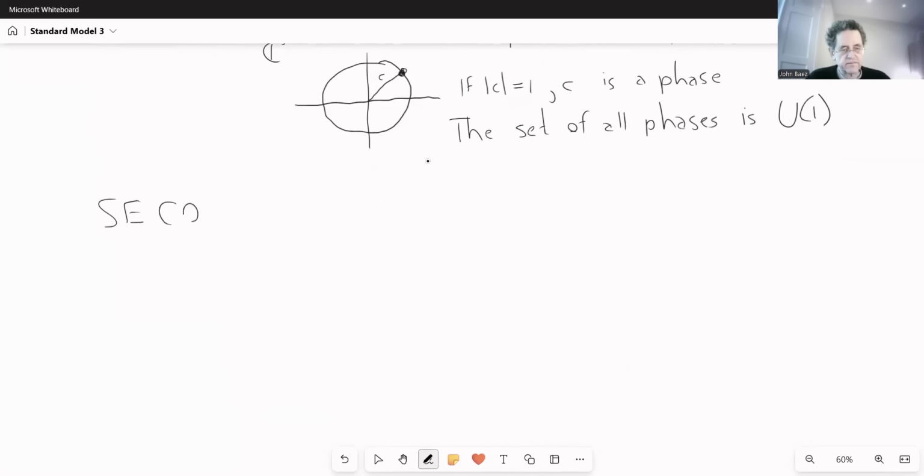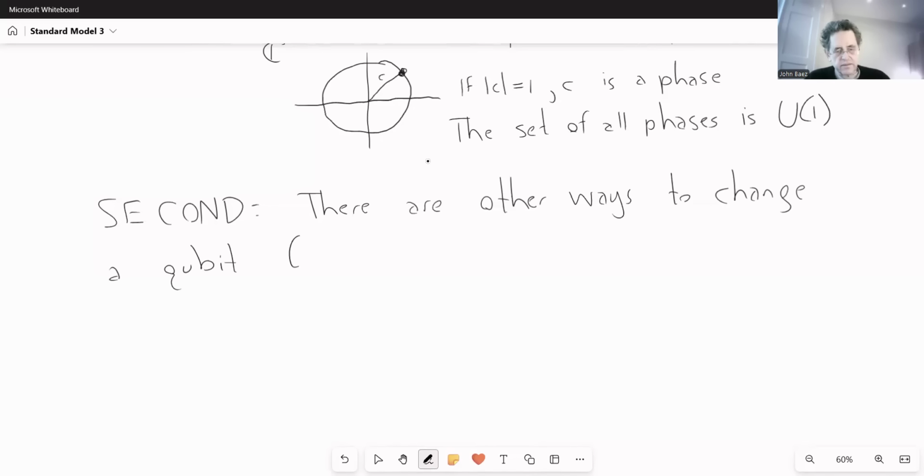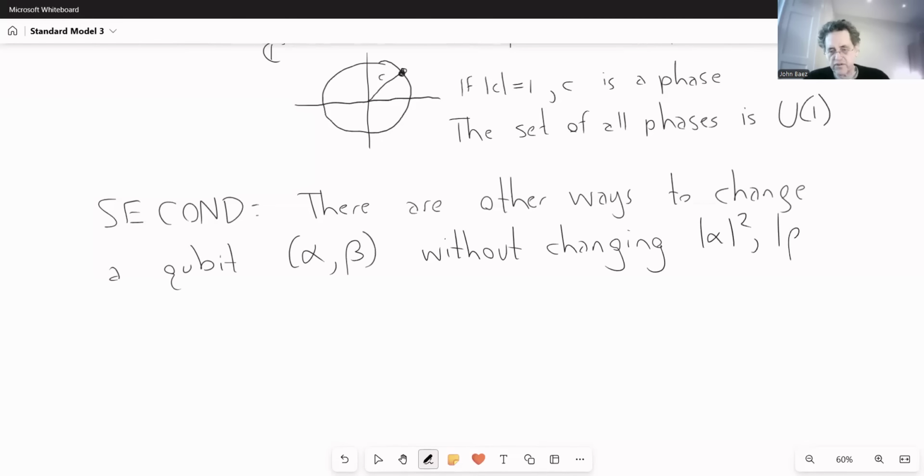So second, there are other ways that you can change a qubit without changing its two probabilities, which are the absolute value of alpha squared and the absolute value of beta squared. Let's see an example there.